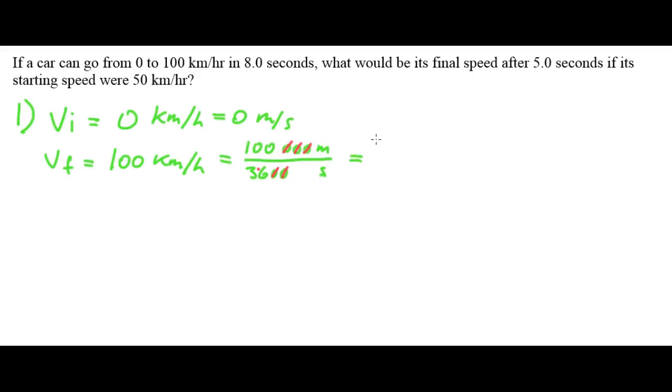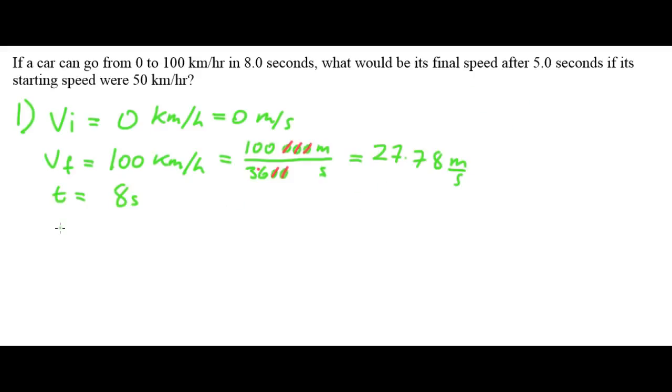So our final actual speed, 100 kilometers per hour, should be, let's have a look, 100 divided by 3.6 should be around about 27.78 meters per second. Excellent, so we've got our final speed. We know our time for the first part. It took 8 seconds.